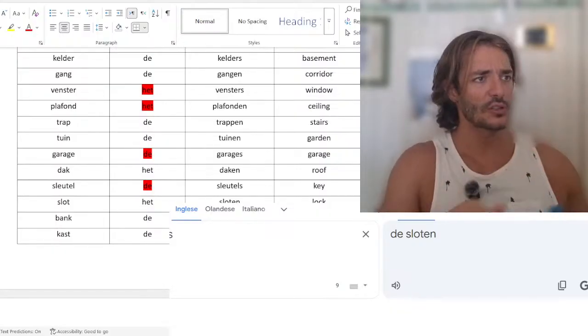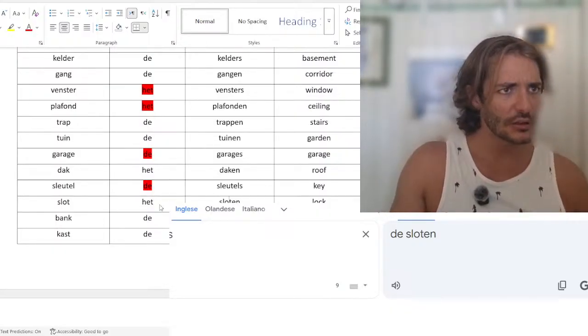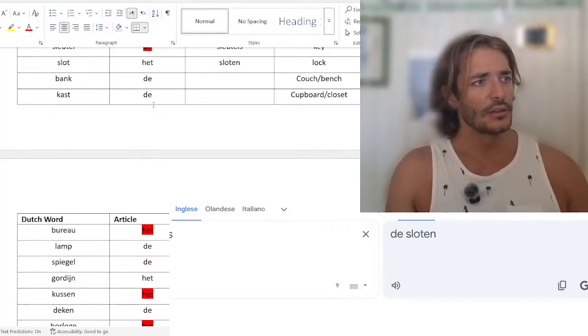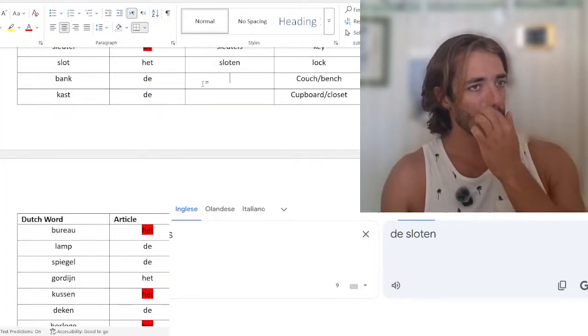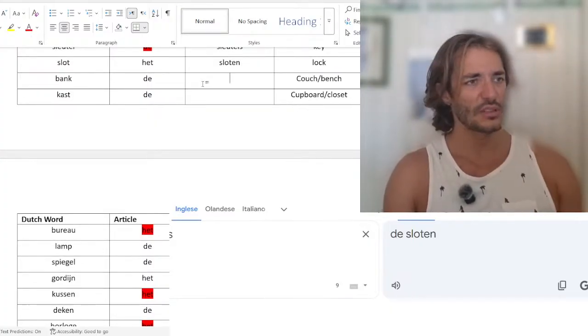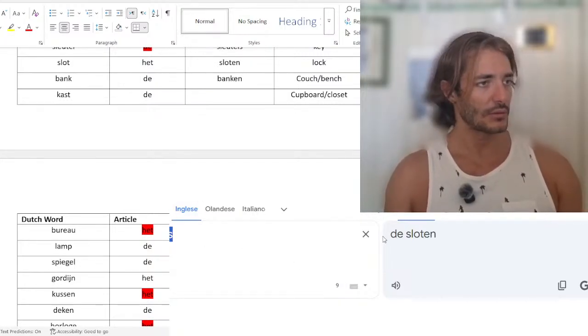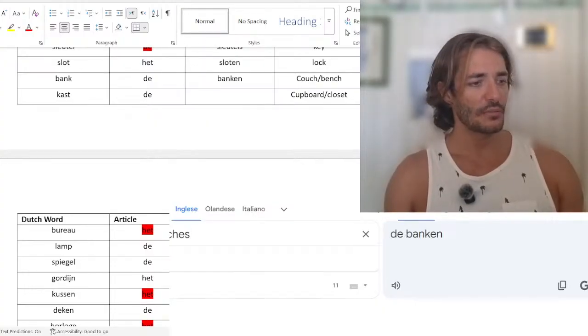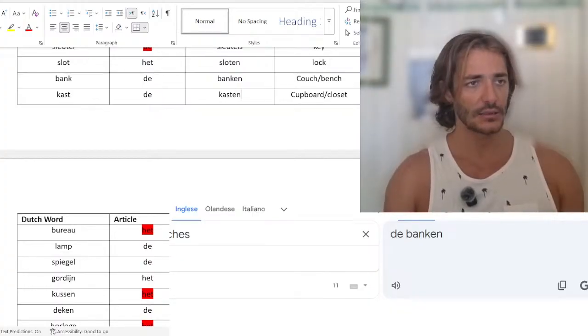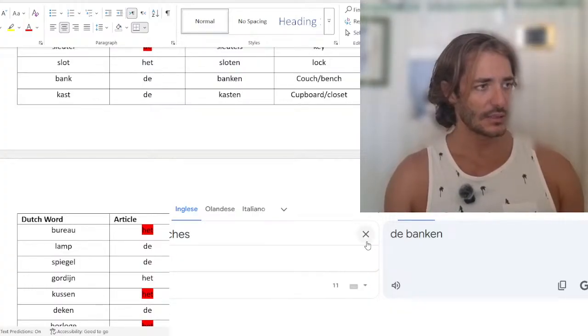So I see that I have to go down here, otherwise we see nothing. Okay, so we had the bank. Suppose it's banken. The couches, the benches. The benches, the banken, okay. The kasten, the closets.